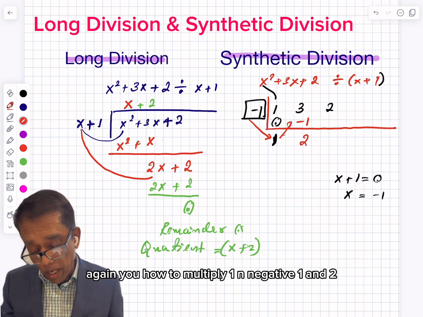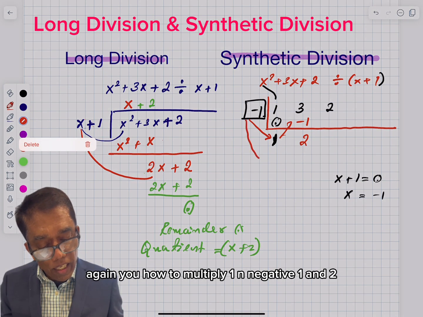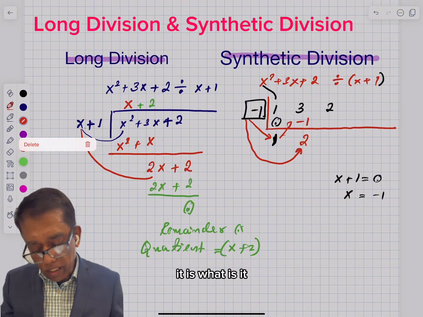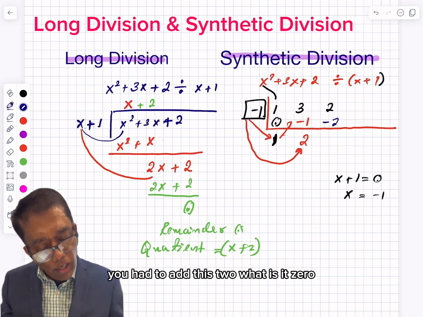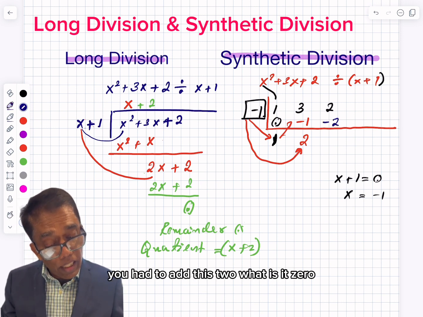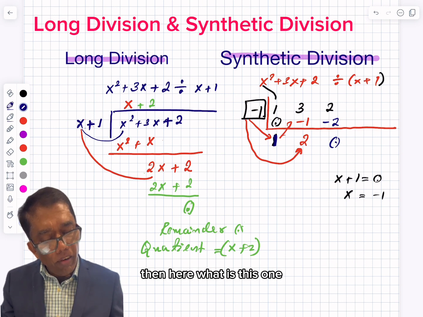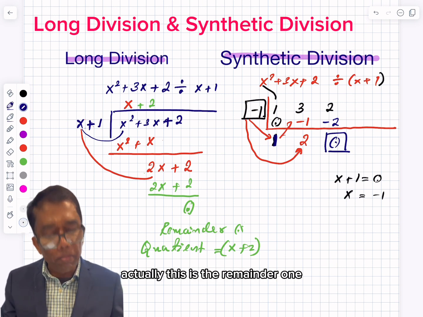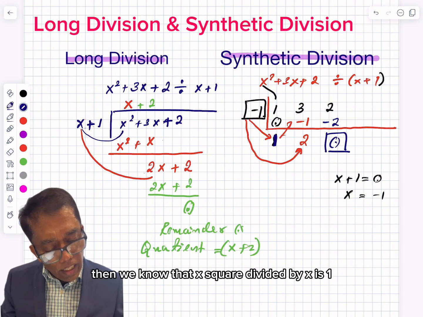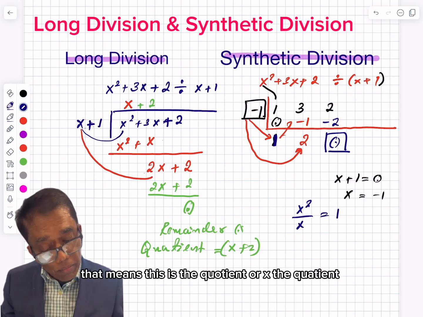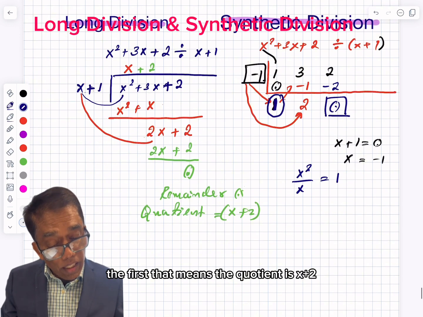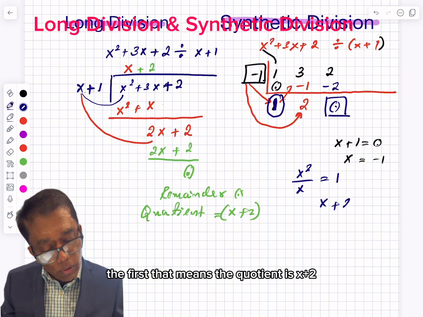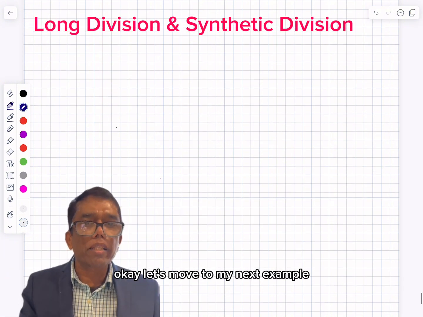Again you have to multiply 1 and negative 1 and 2. What is it? We know that it is negative 2. You have to add these two. What is it? 0. Then here, what is this one? Actually, this is the remainder. Then we know that x square divided by x is x. That means this is the coefficient of x. The quotient is x plus 2. Okay, let's move to my next example.